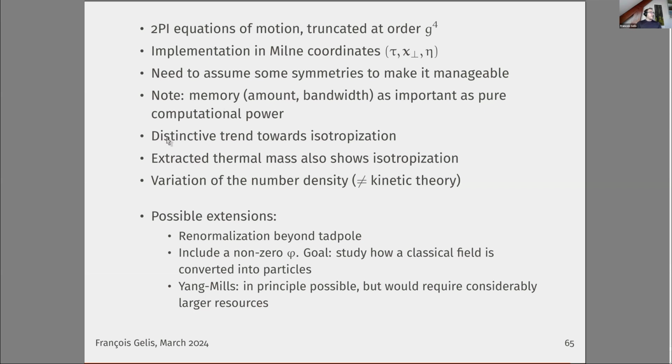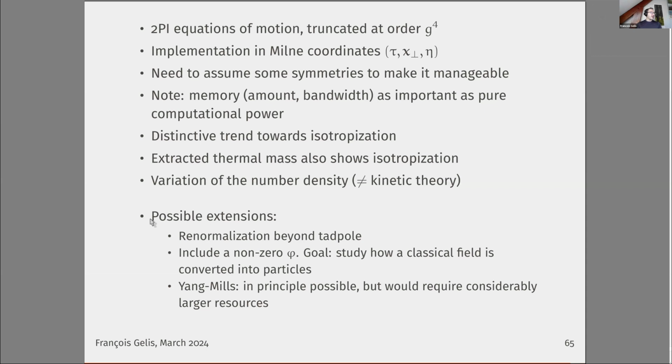So we see a rather distinct trend towards isotropization. And the extracted thermal mass also shows isotropization. We see variation of the number density, which is not the same as in kinetic theory. So it means that the physics we include differs, even though the graphs included in the self-energies are the same. Since we don't do the quasi-particle approximation, the momenta can be off-shell, and this allows number-changing processes, which we do see.